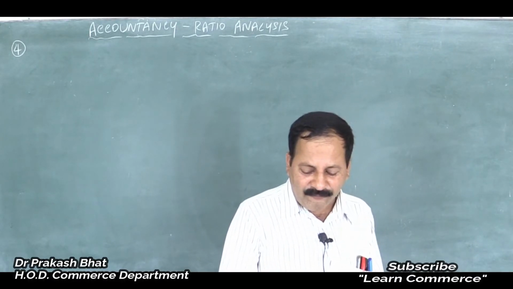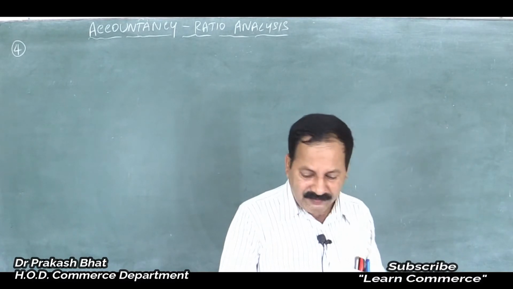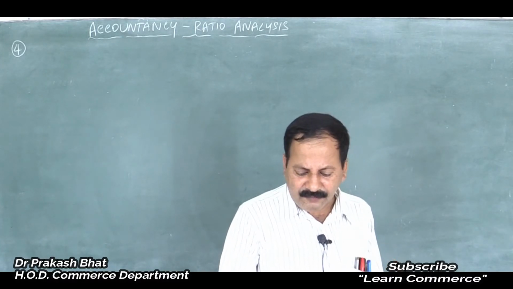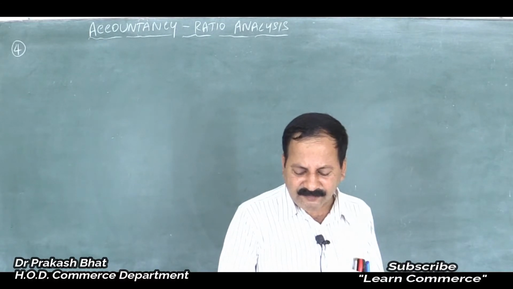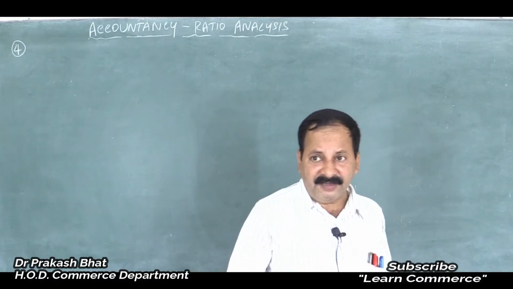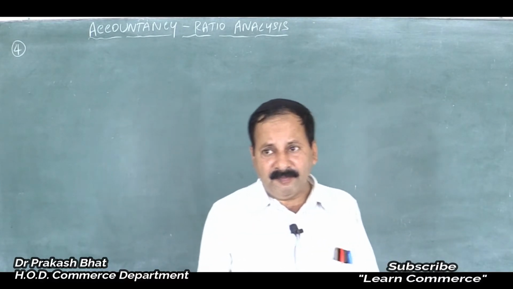Trade receivables, net profit after tax, that is PAT, profit after tax. Share capital of 10 each, that is the face value is 10. Then profit and loss account, then 10% debentures. The net profit before tax, that's PBT.